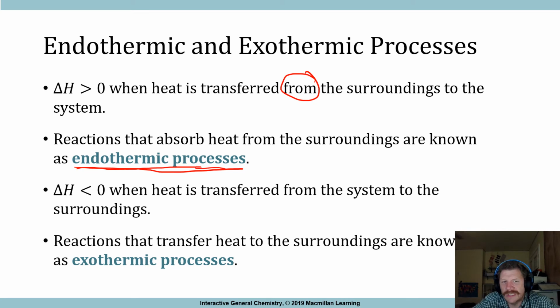Now delta H is less than 0 when heat is transferred from the system to the surroundings. So reactions that transfer heat to the surroundings are known as exothermic systems. I always think of it as an exothermic reaction exudes or releases heat. The heat exits that system and goes to the surroundings.